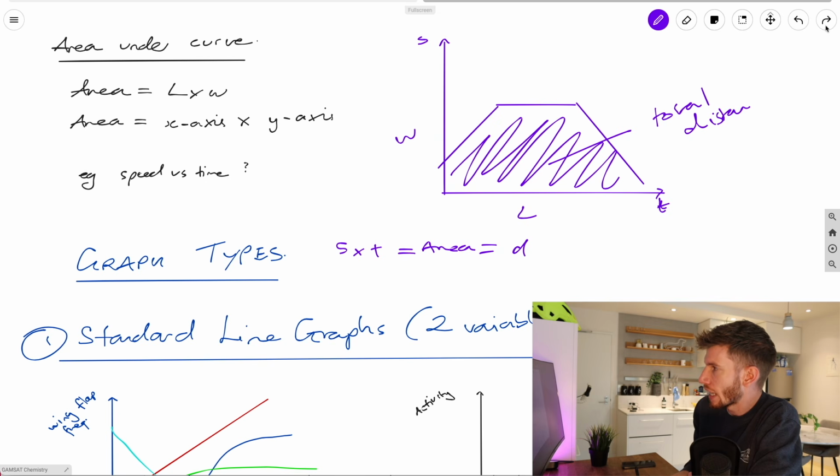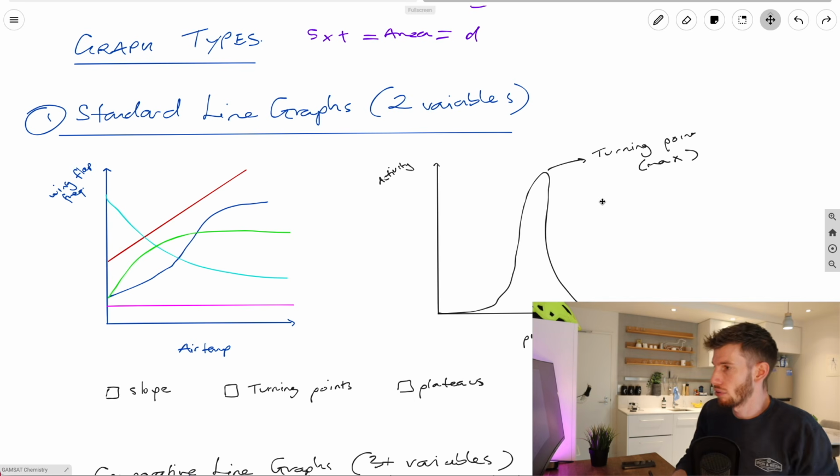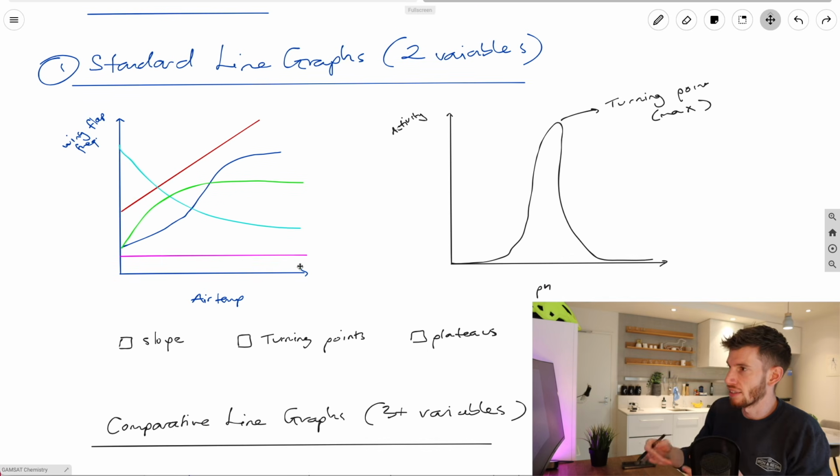And you can do that with literally any variable. You'll find some of them have variables or units that don't really make any sense. And in that case, you won't be asked about the area of that particular graph. It really only comes up in physics more than anything. That's it for all of the skills, right? Then we've got graph types. So the first one you should already be pretty familiar with is standard line graphs.